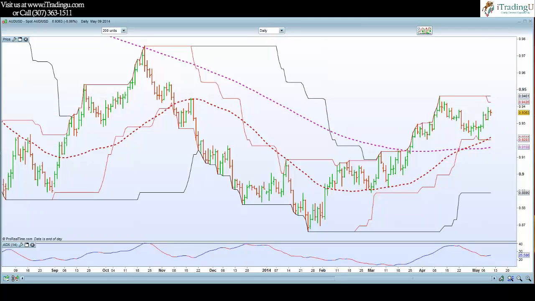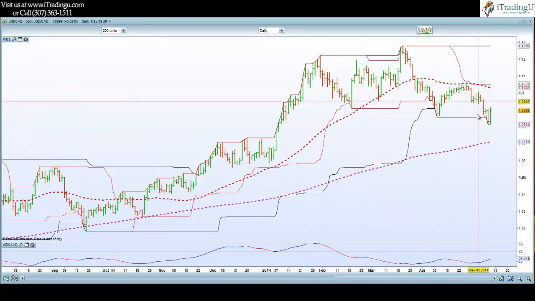All right, let's look now at dollar CAD. Dollar CAD had a breakout on Thursday actually. We got short here. We talked about this market last week. We're below the 50-day moving average, but above the 200-day. We got short here, and our stop was this high. Notice here on Friday, we were actually stopped out.